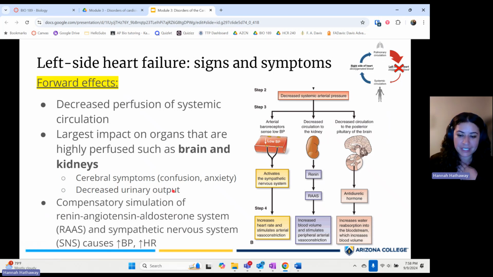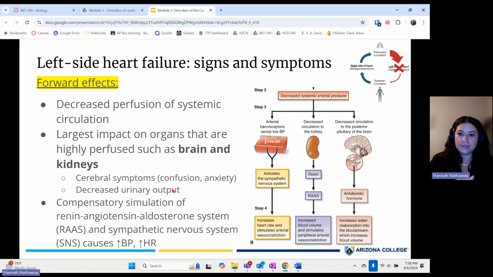decreased urinary output, the built-in homeostatic mechanisms in your body are going to try to fix that. So you'll have some compensatory signs and symptoms. Things like increased blood pressure and increased heart rate. Because you're not getting enough perfusion, the kidneys are going to be like, yo, can we increase the perfusion here? Can we get blood flowing more?